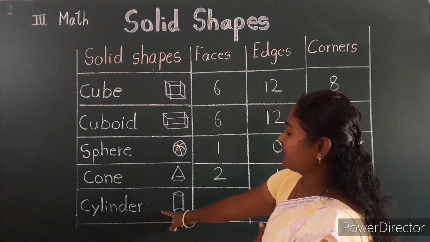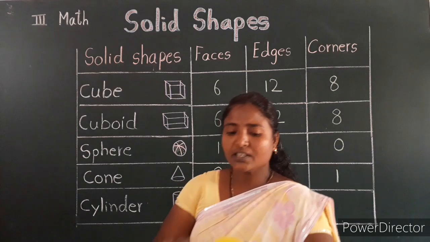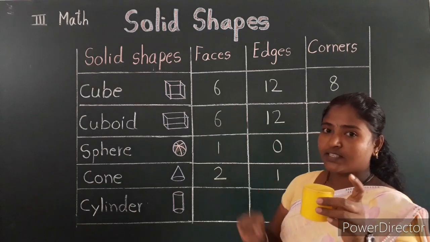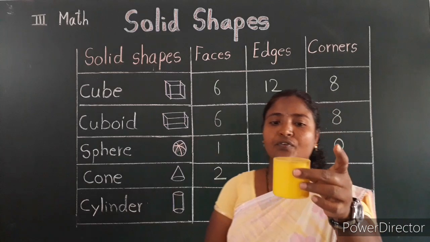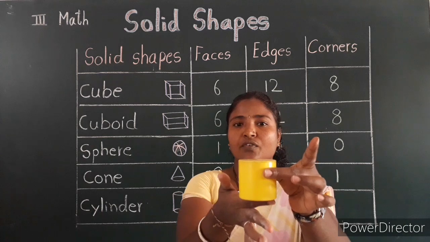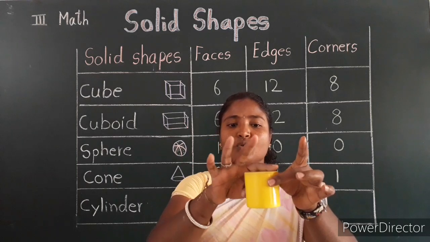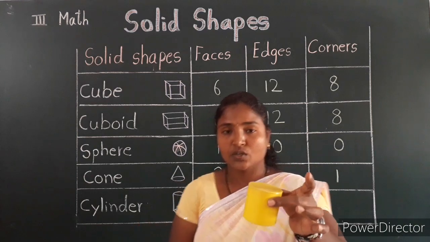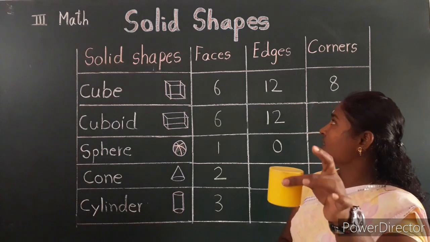Next, learn cylinder. This is the shape of a cylinder. Let's count faces, edges and corners. First, count the faces. This is a flat face. One, two, two flat faces. And this is a curved face. Total three faces. Two flat faces, one curved face.